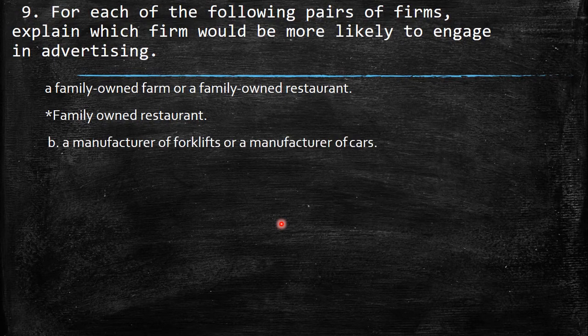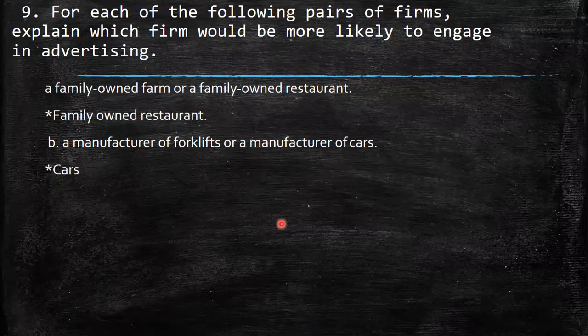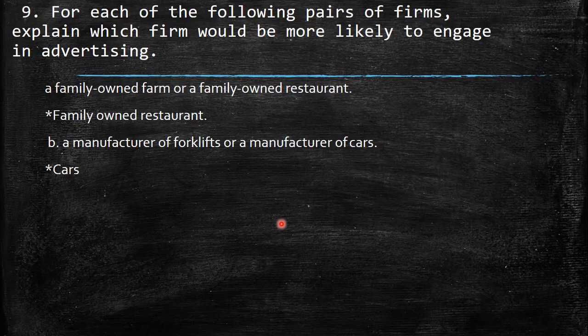A manufacturer of forklifts or a manufacturer of cars. Definitely it should be cars, because cars, even though they provide a service, usually have infinitely many different characteristics, different from forklifts. Forklifts obviously have the capacity of lifting, but we can identify which is more differentiated, closer to the monopolistically competitive market, and that one should invest more in advertising.